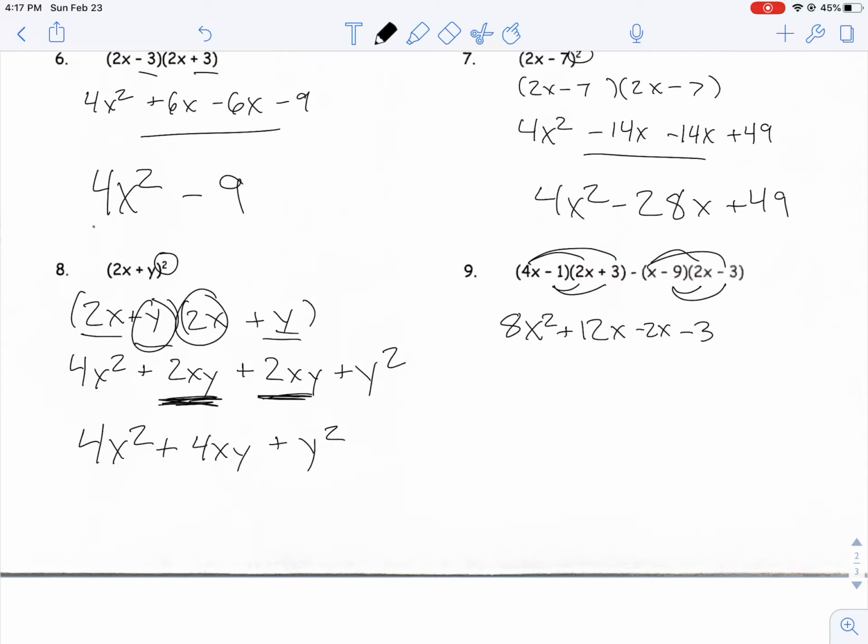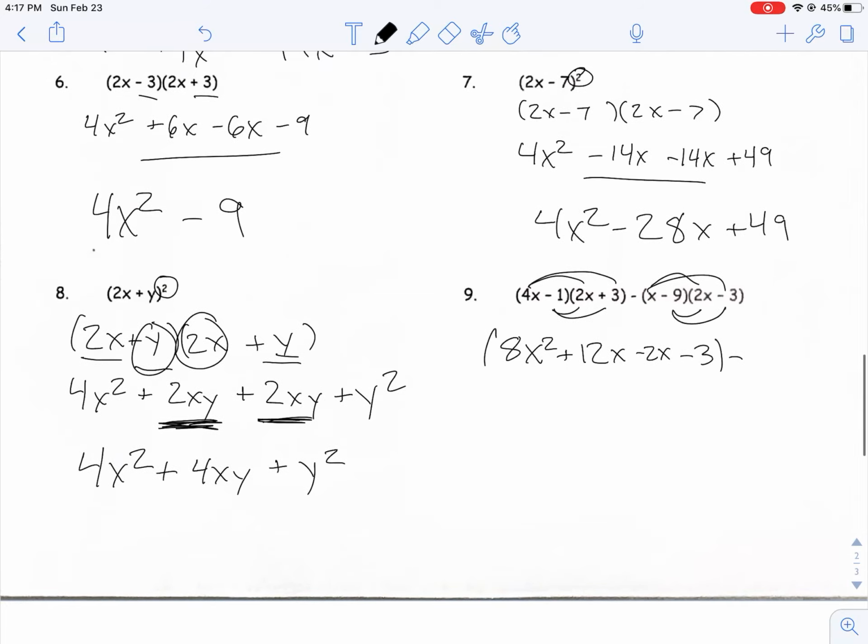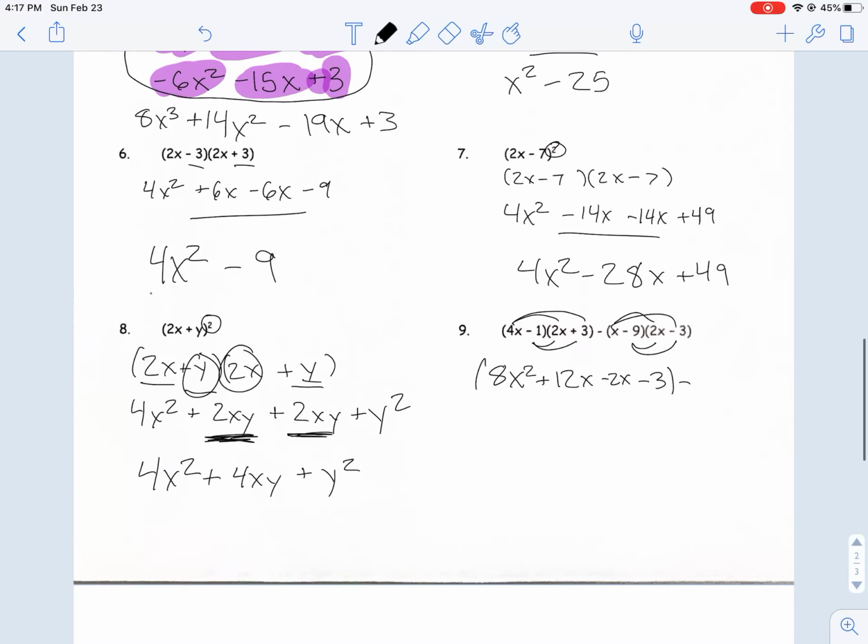And then there's a subtraction symbol. I'm going to just keep it in parentheses for right now and put my subtraction symbol after it. I'm kind of running out of room, so I might have to rewrite it. Let me quickly rewrite this. Okay, I think I saved myself a little bit of space now.